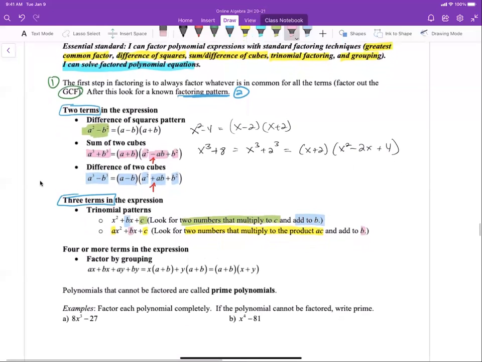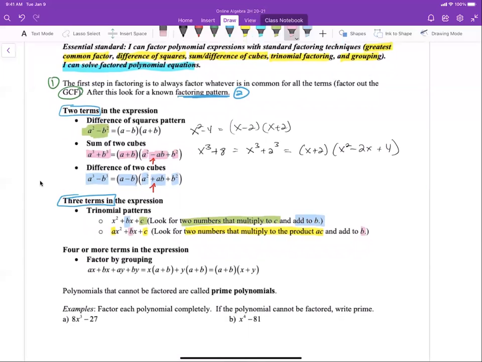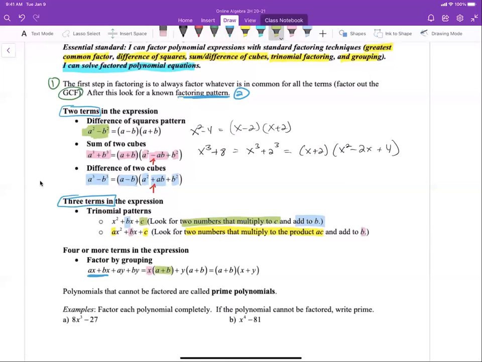This might be new, and this is when we have factoring by grouping. We have 4 terms. The first thing I do is take the first 2 terms and look to see if I have anything in common. Sure enough, I do. I pull out my x and I'm left with a plus b. Then I look at the last 2 terms. Notice I have a y in common, and I pull out my y. There's my y, and what am I left with? I'm left with a plus b.